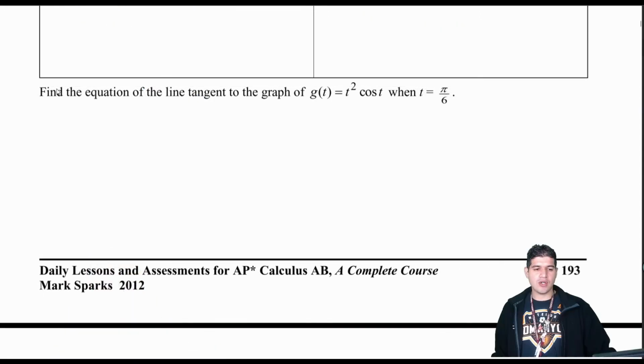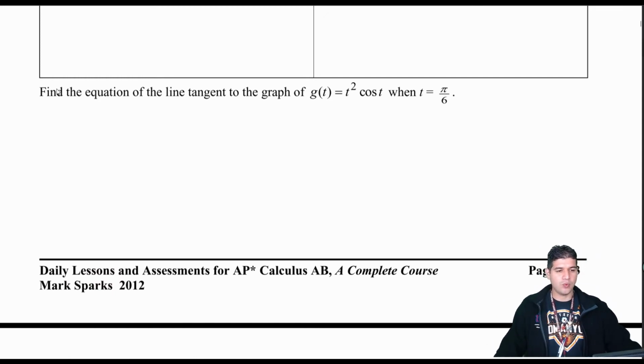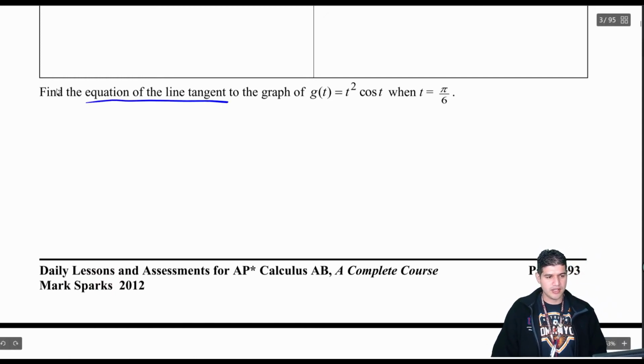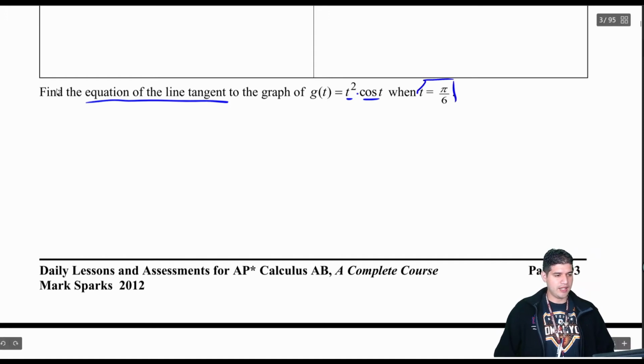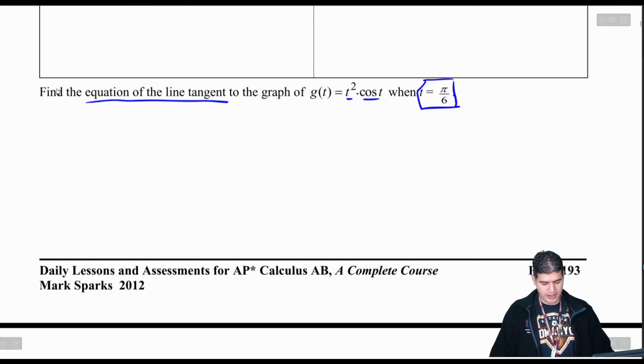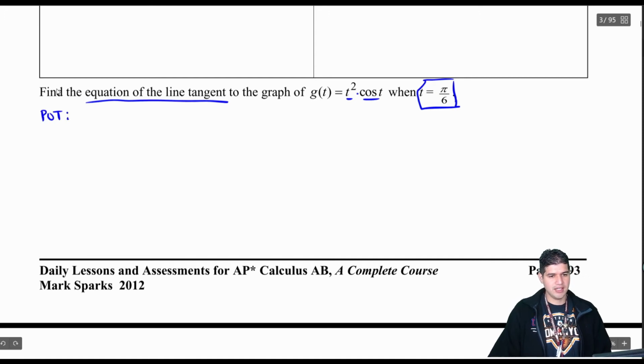So now I want to look at going through some practice of actually finding the equation of tangent lines. Okay, so here we have a problem where we have two things getting multiplied together, so t squared and cosine of t. And we want to find it when t is pi over 6. All right, so let's get started. So first, let's find our point of tangency. To find our point of tangency, we're going to find g of pi over 6. All right, so that's going to be pi over 6 squared times cosine of pi over 6.